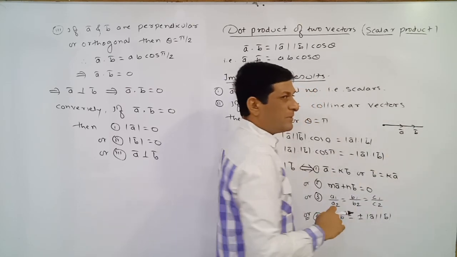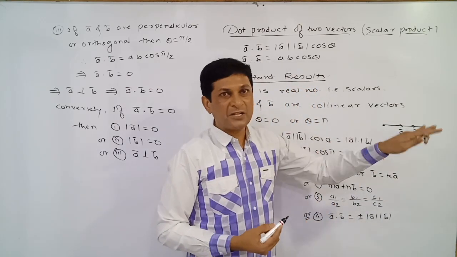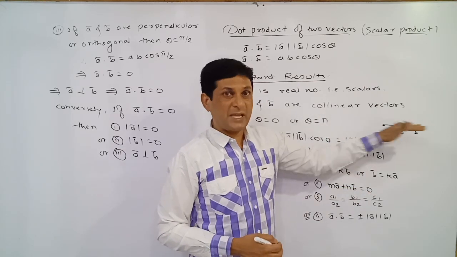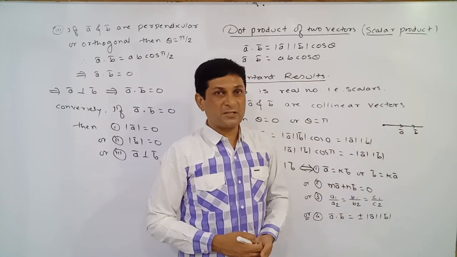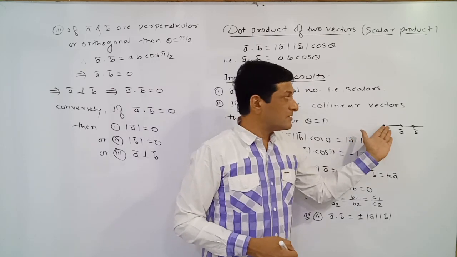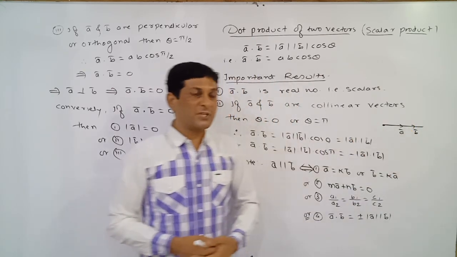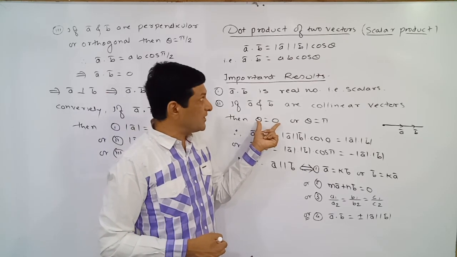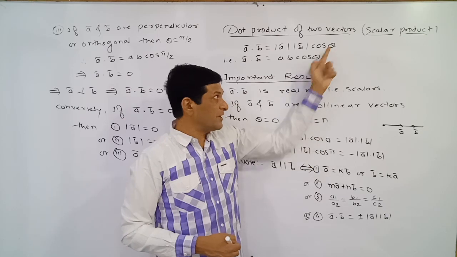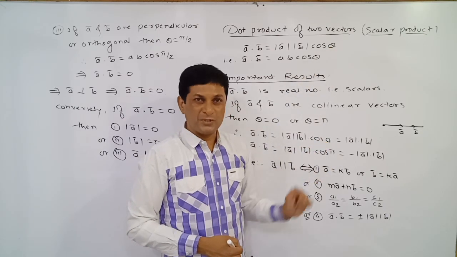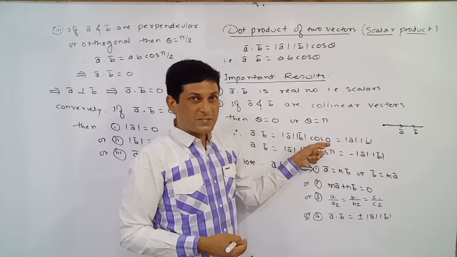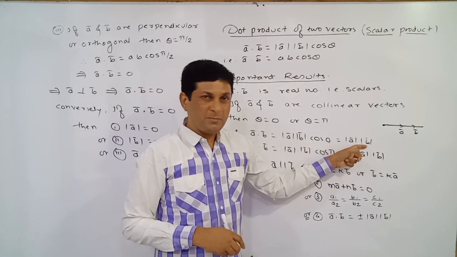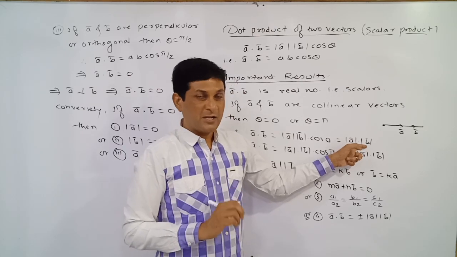Both A bar and B bar are having same initial point and are in the same direction. At that time we can say that these two vectors lie on what? Same line. That's why we can say that these two vectors are collinear, and if they are in the same direction, at that time we can say that angle between them is equal to 0. If we substitute this value of theta equal to 0 here, what is the value of cos 0? Cos 0 is equal to 1. And 1 into magnitude of A bar into magnitude of B bar will be magnitude of A bar into magnitude of B bar.